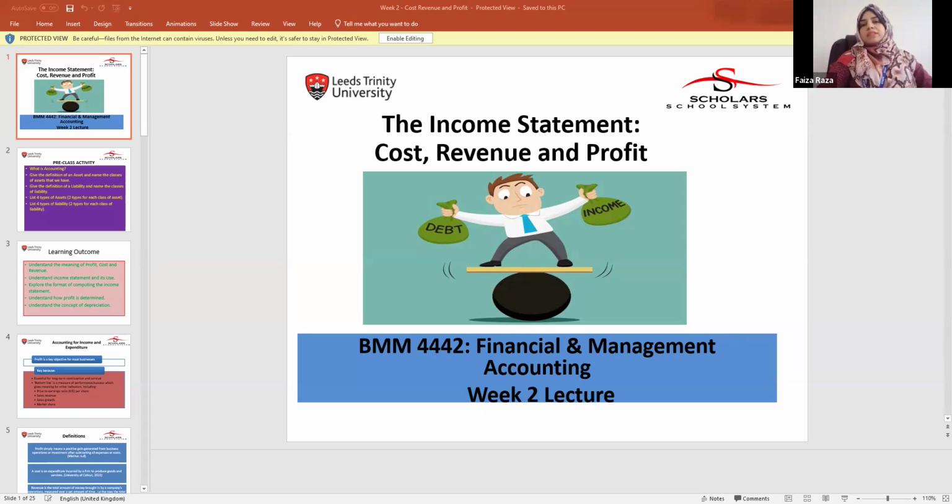First of all, we have discussed the pre-class activity, what accounting was, which we covered in the first week. Then the activity was conducted by asking questions about assets. What are assets? Name the classes of assets, and then the definition of liability. The students discussed the classes of liabilities, and they listed the four types of assets. They listed the four types of liabilities as well.